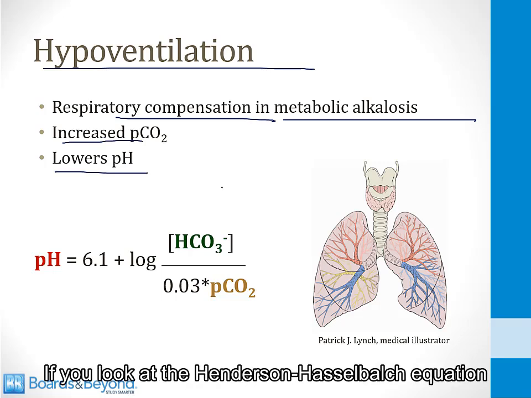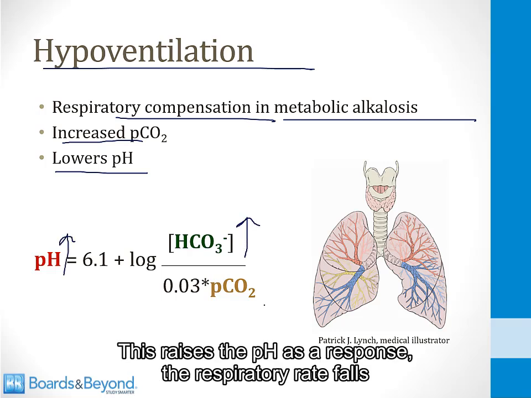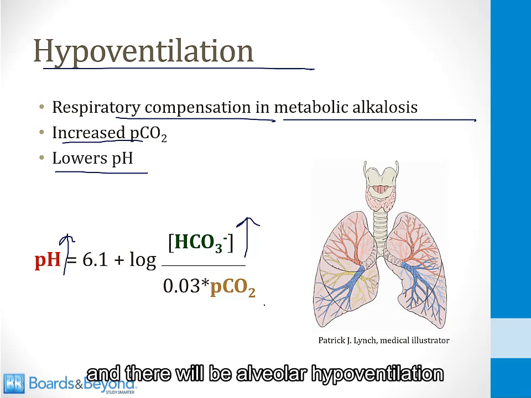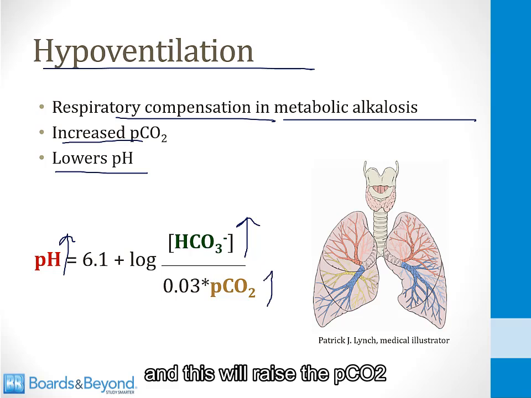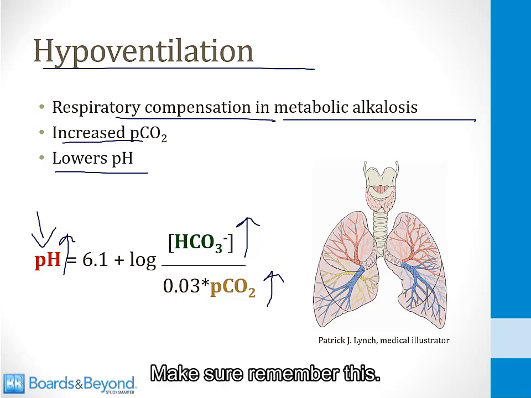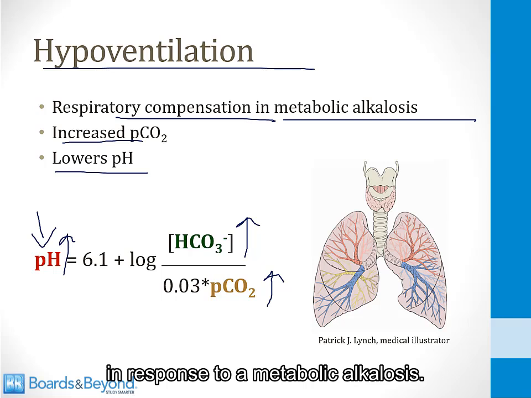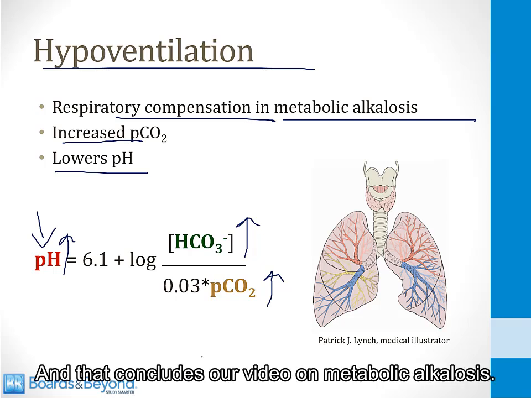If you look at the Henderson-Hasselbalch equation on the bottom of the screen here, in a metabolic alkalosis, the bicarb level goes up. This raises the pH. As a response, the respiratory rate falls and there will be alveolar hypoventilation, and this will raise the PCO2 and this will bring the pH back towards normal. Make sure you remember this so you can answer questions about how ventilation and respiratory rate change in response to a metabolic alkalosis. And that concludes our video on metabolic alkalosis.